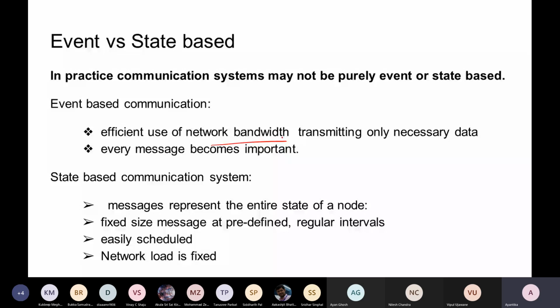In case your scenario is mostly event-driven, like we have seen in our modeling, we have seen the same thing in our parking lot example. Whenever the car is entering or going out, at that time one event is taking place, and only then is the information important to update your counter value. No point sending the state of the nodes every time the rest of the time. So that is the thing, that when we are going for event-driven communication, we are saving the network bandwidth.